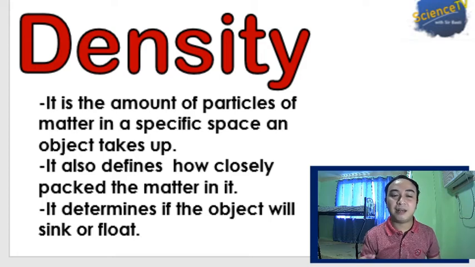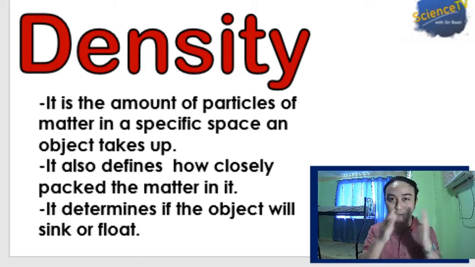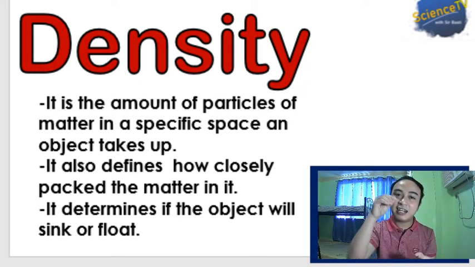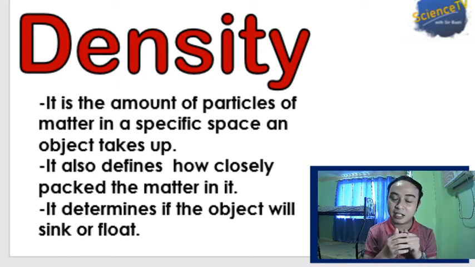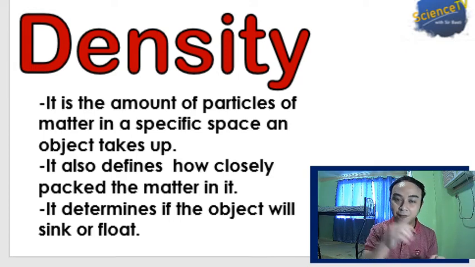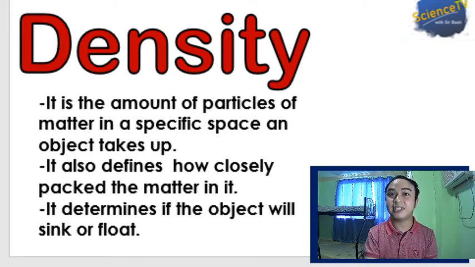Density is the amount of particles of matter in the specific space an object takes up. So for example, we have here a particular object. The object has volume, the space, right? And the amount inside the object. So the amount of the object in a particular space it takes is actually density. Now, mass in volume is density. Again, mass in volume is density.